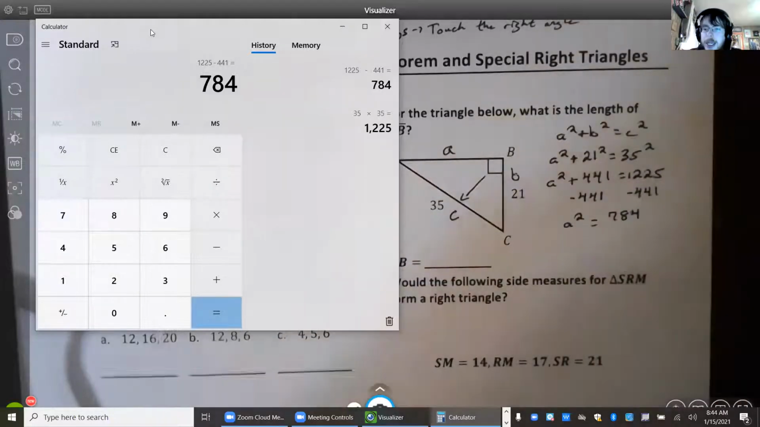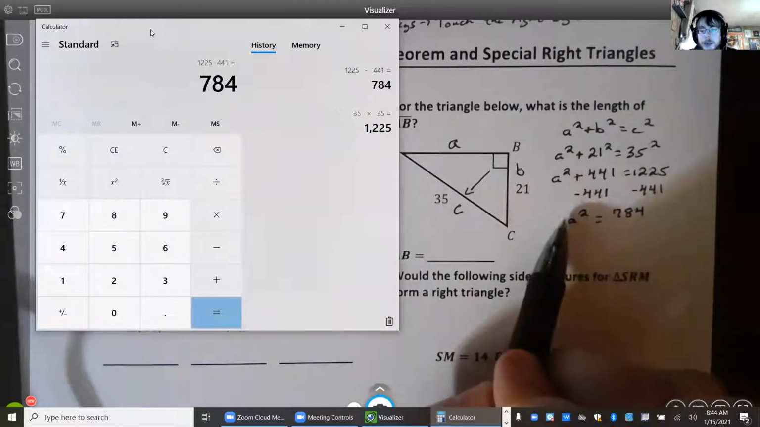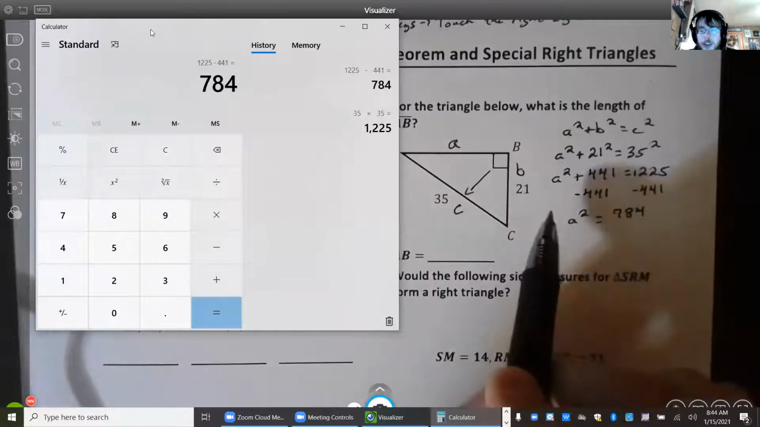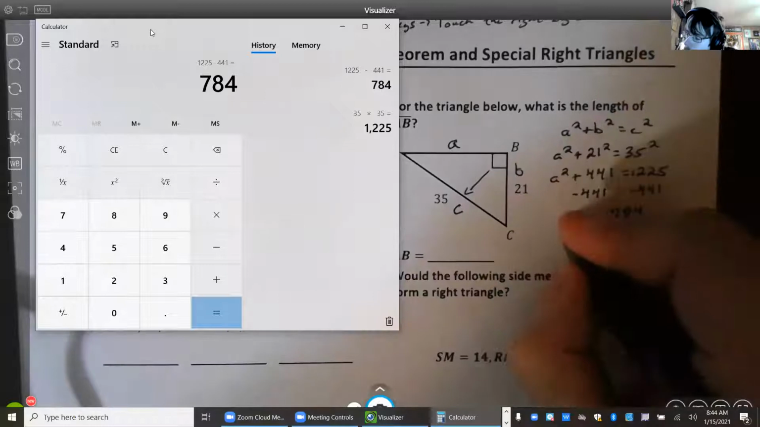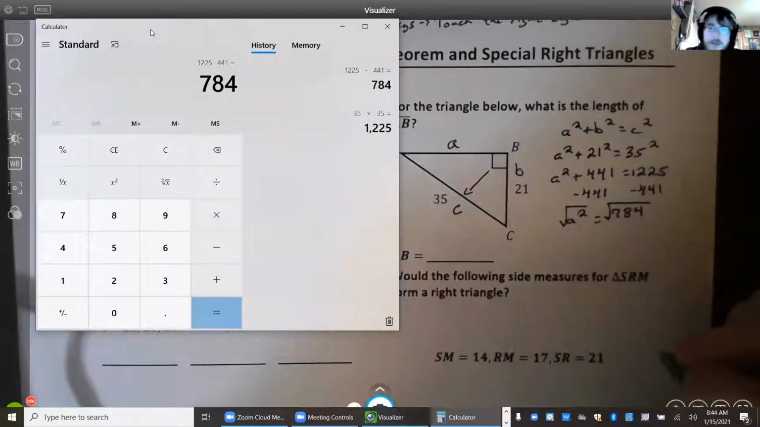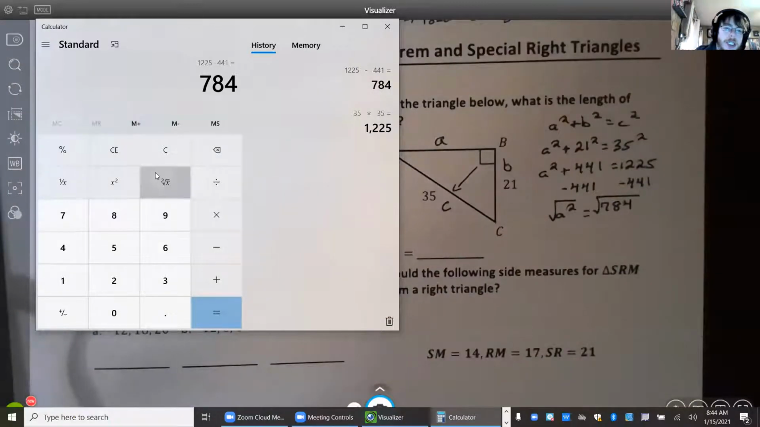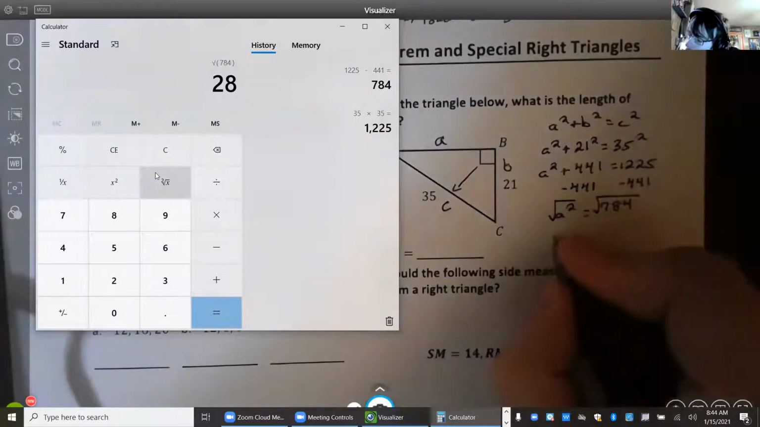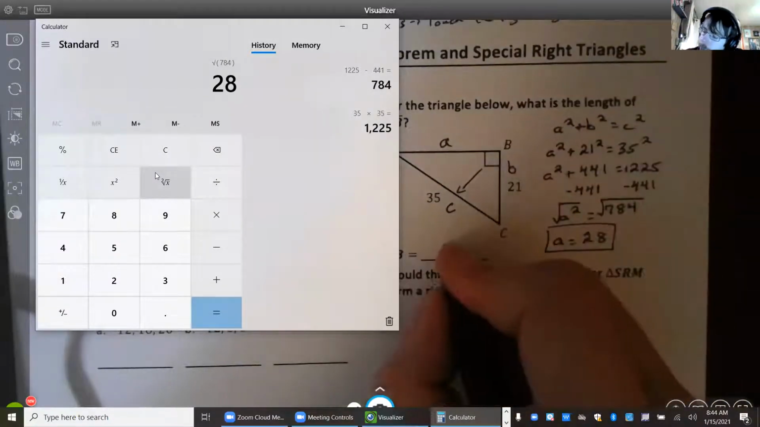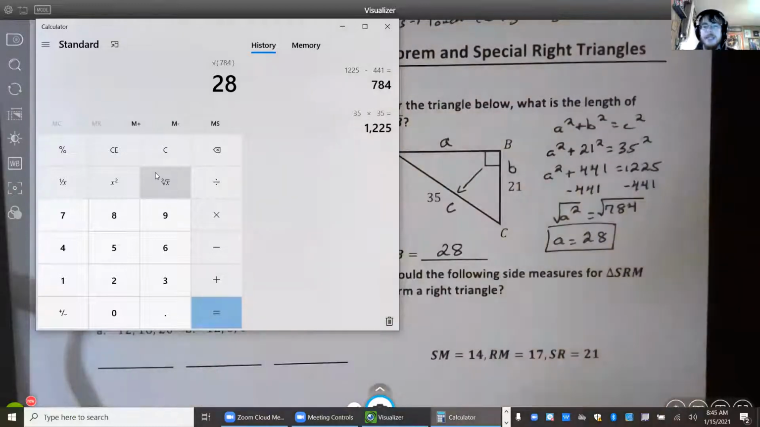784. And again, we find ourselves with a variable squared, so we have to do the opposite to get rid of it. So we're going to have to square root A squared, and what you do to one side, you have to do to the other. So A is going to equal the square root of 784, which is 28. So that means that AB is equal to 28, and that would be our answer.